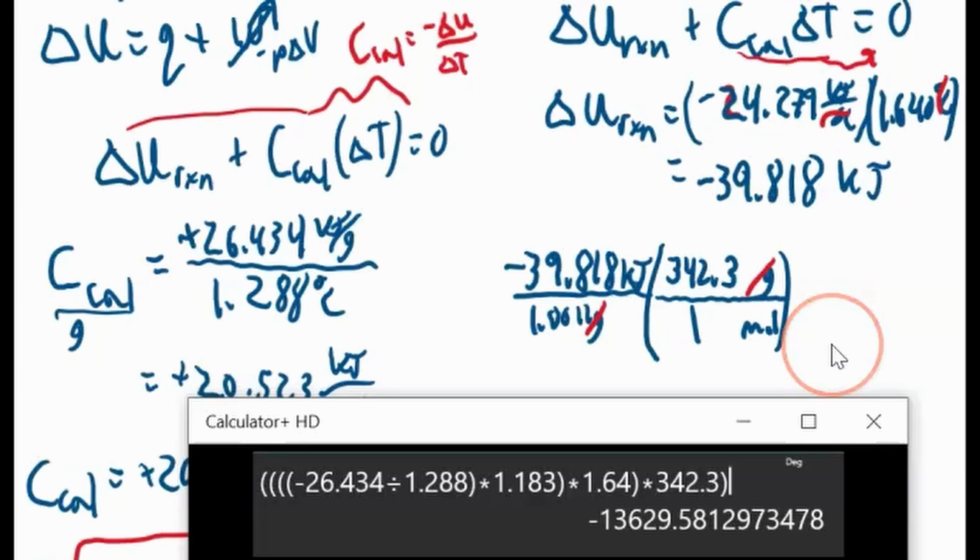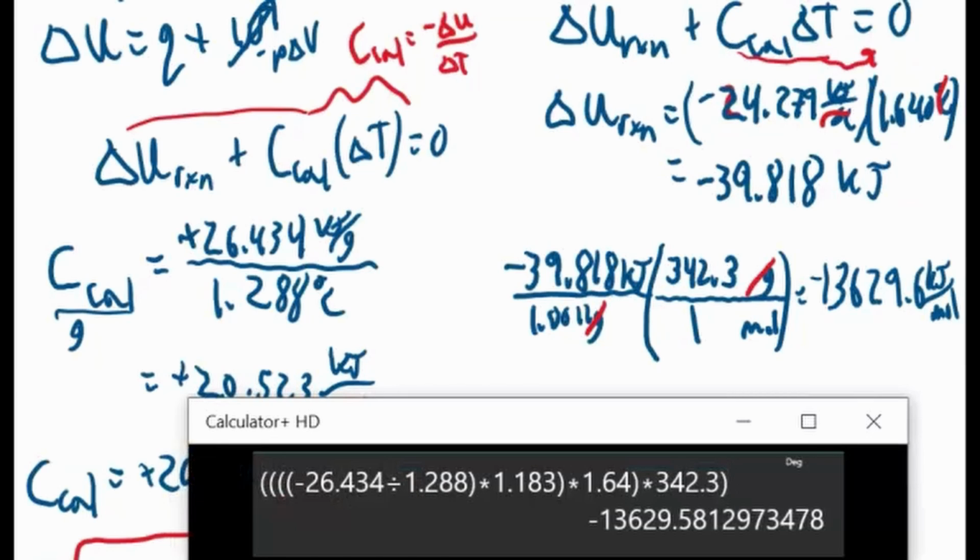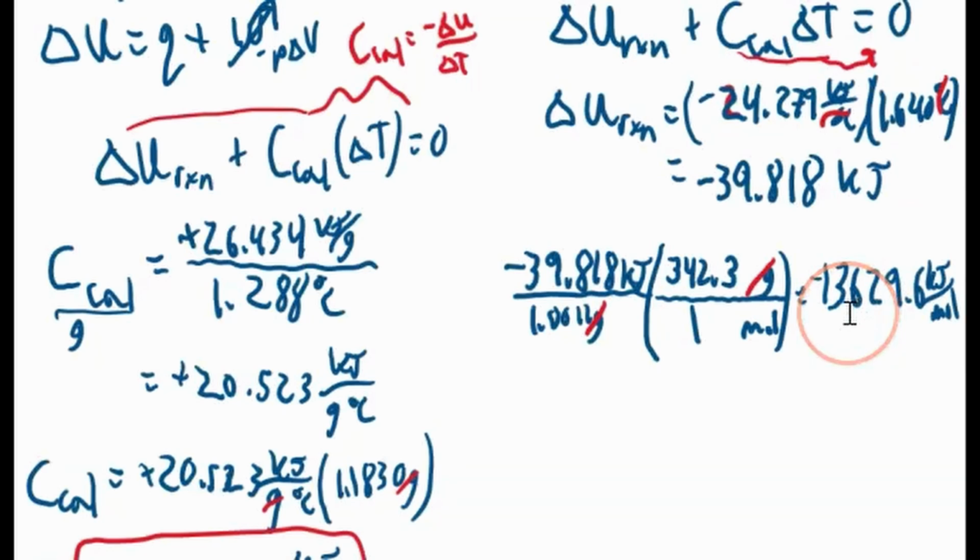13,629.6. So negative 13,629.6. Holy moly, I lost count. 629.6, and this is in kilojoules per mole. It's a pretty big number, but I think we're good. All right, so this is our change in internal energy per mole.